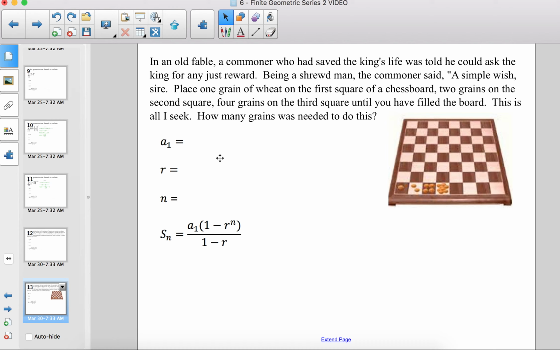All right, so the first term is just 1. 1 on the first. So first is 1. Okay. The ratio. So what's happening? You have this little picture right here. We have 1, 2, 4. For doubling, we'd get 8. So doubling, think about it that way, right? Okay. We're just multiplying by 2. It's 2 times bigger from one square to the next because we're multiplying. And then how many things are we doing? Well, if you look at this chessboard, the whole thing needs to be complete. It is 8 by 8, so that would be a total of 64 squares. Plug it in.